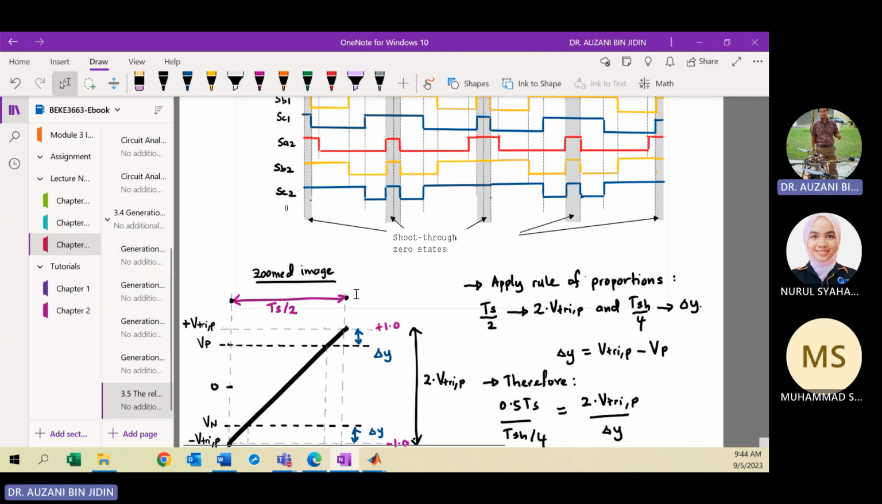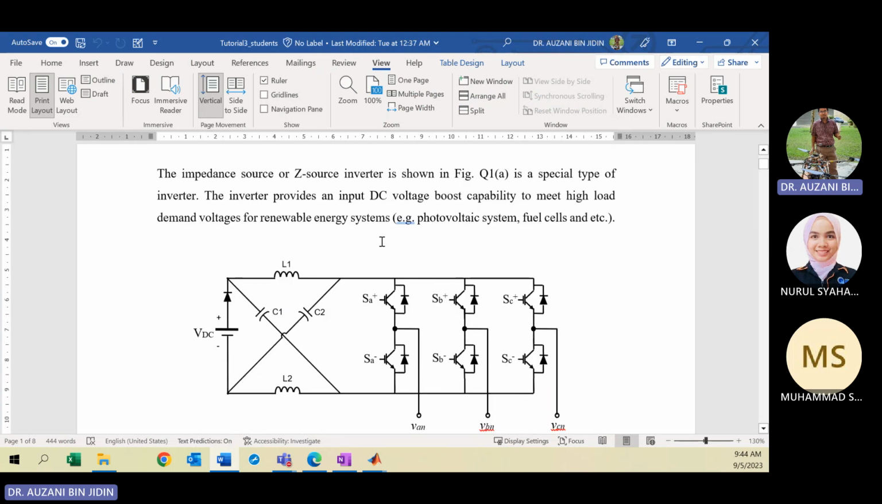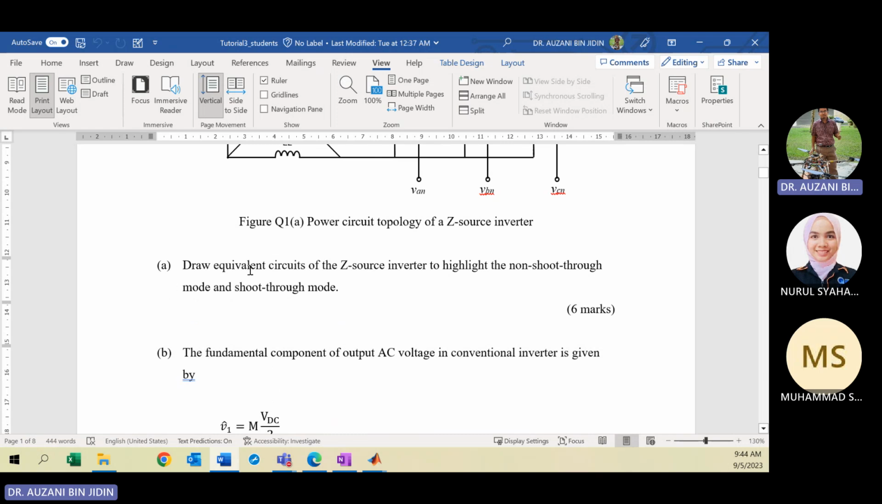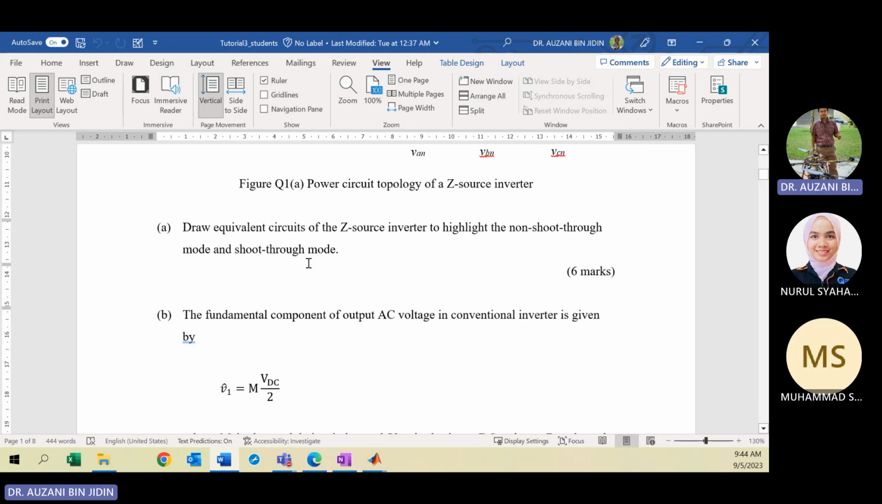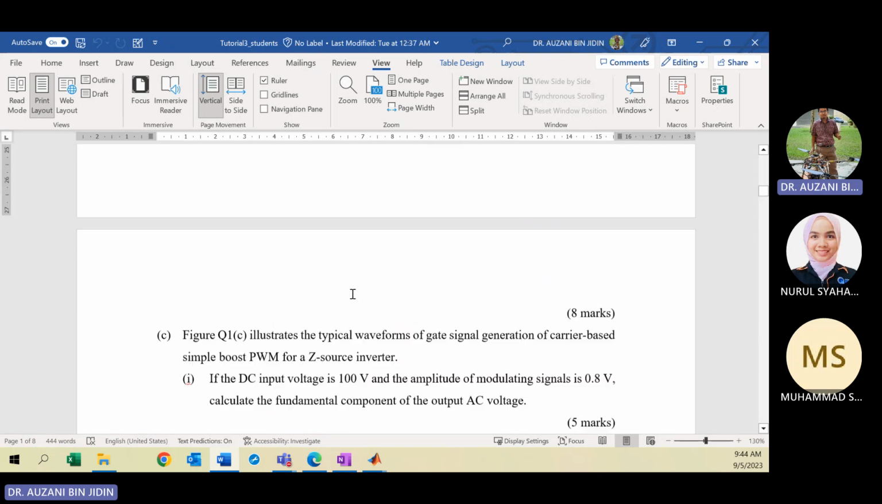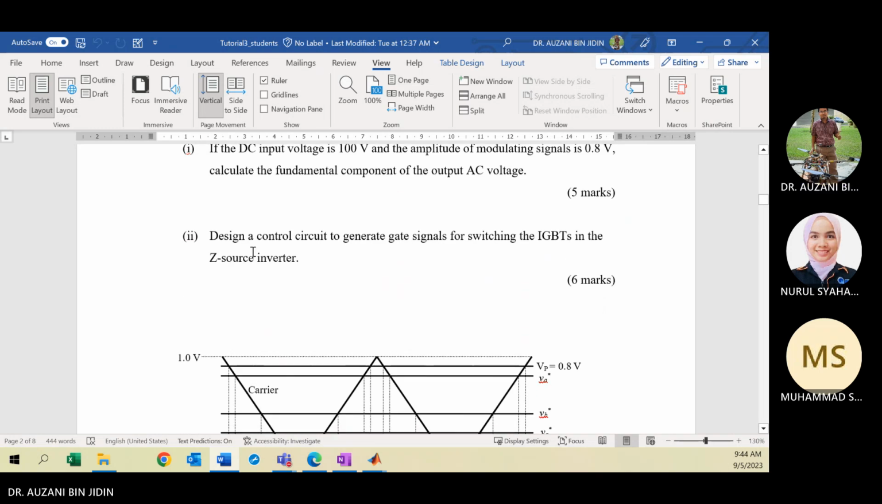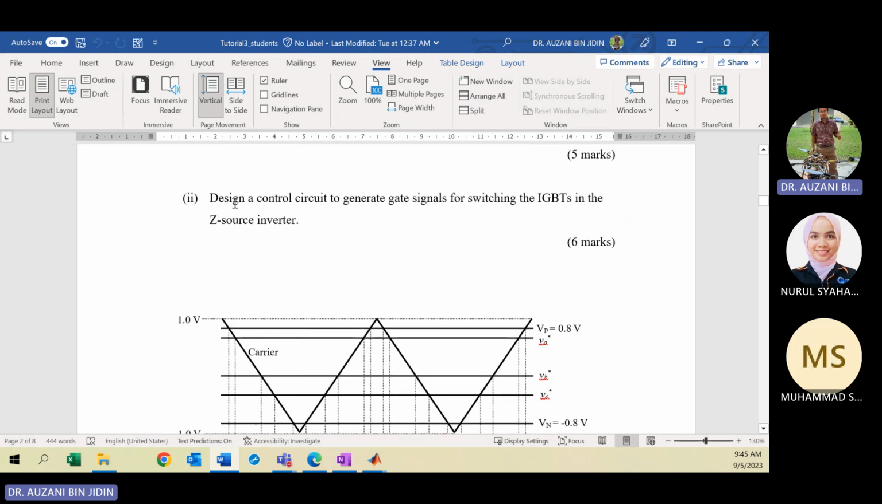Okay, maybe saya just show for one question of the tutorial. Sekejap saja. Okay, this is question number 1. You can read this question. You have 3 parts here. Firstly, you need to know how to draw the equivalent circuit for 2 cases, non shoot through and shoot through mode. Then you calculate the required fundamental component of the Z source. Based on the information given, VDC is 100 volt and the modulation index is 0.8. You need to calculate the fundamental component obtained from the Z source. Then construct the control circuit and sketch. The waveform is provided, just sketch the circuit.